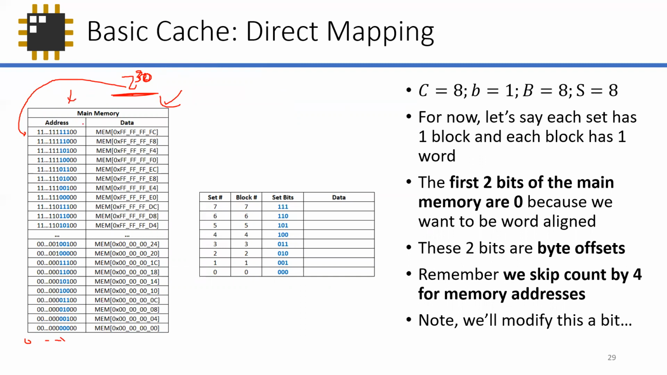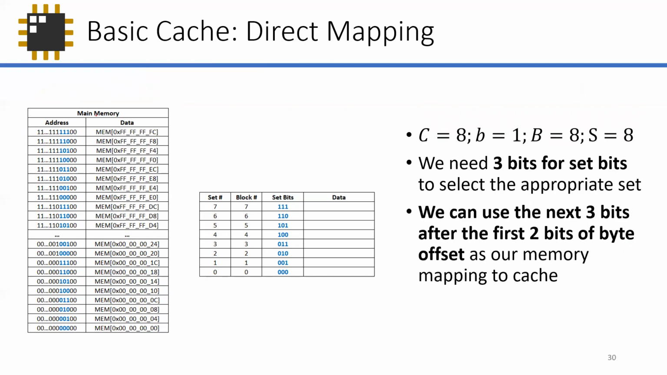And if you remember last time, the memory is byte addressable, but we have to be word aligned. So we skip count by 4: 4, 8, C is 12, 16, 10, 20, and so on. We are skip counting by 0, 4, 8, and so on. So the first 2 bits are always 0. This is what we call the byte offset. They're always 0 because everything needs to be word aligned. That's the thing you have to take note of: we're always skip counting by 4.